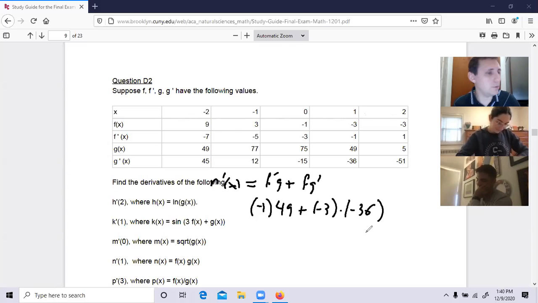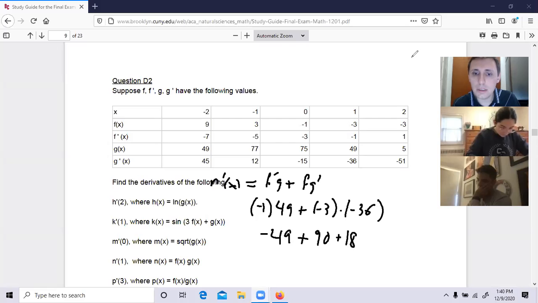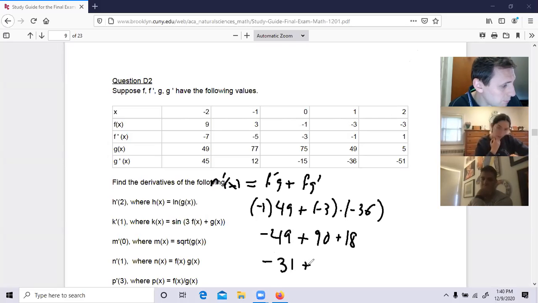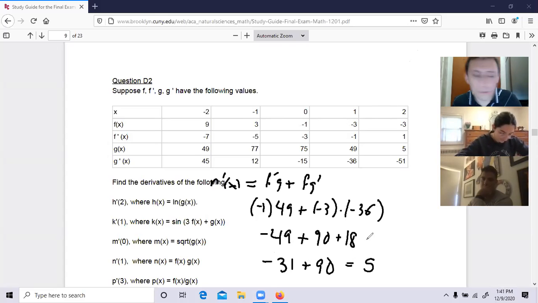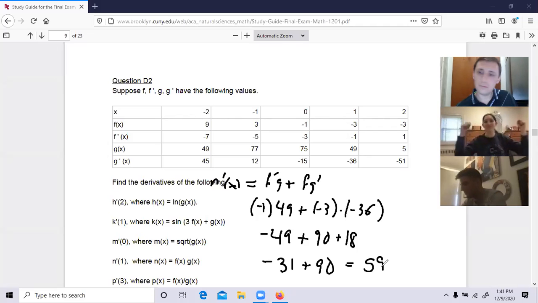-36. Good. So what we have here is -49 plus 90 plus 18. Good. -49 plus 90 plus 18. So that would be what? That would be -31 plus 90, which is what is it? Which is 59. Sorry, yes, 59, right? Good. 59. Good.